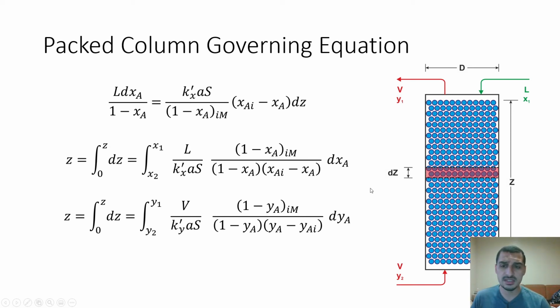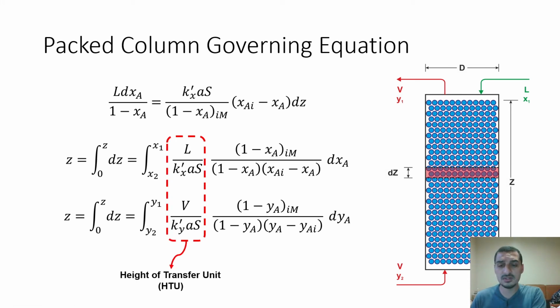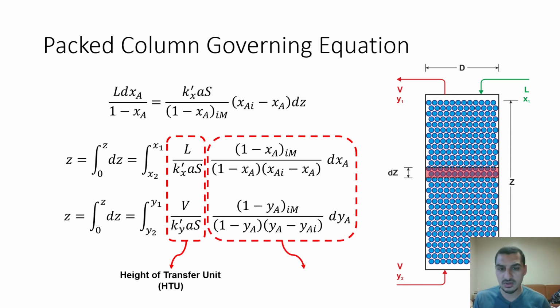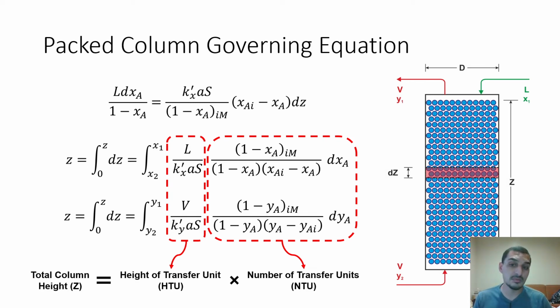And in such cases, these are considered as the height of transfer unit. So these have the units of length, and this is called the transfer unit, which kind of corresponds to the stage in the tray column. And then the rest of the term, which is the integration of this part, is going to be called the number of transfer units. And the total height is considered the height of transfer unit multiplied by the number of transfer units. So this is one method of doing the calculations.